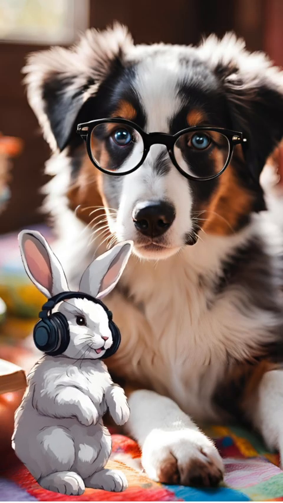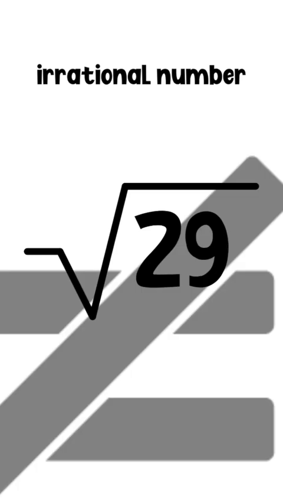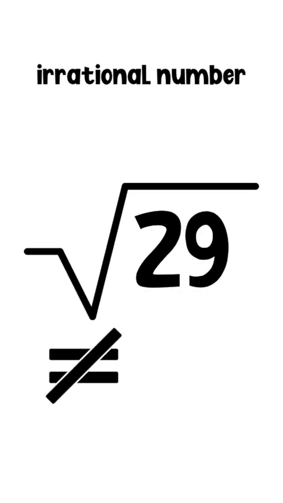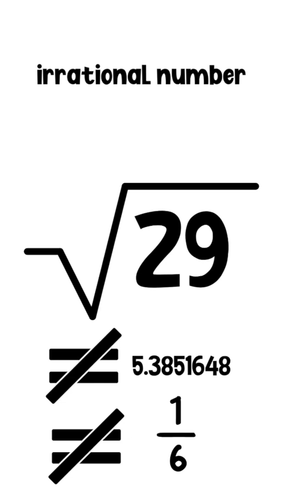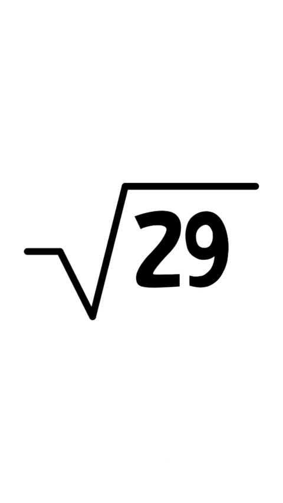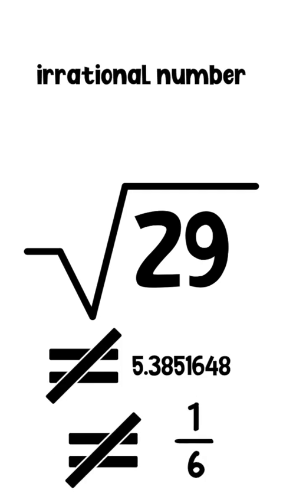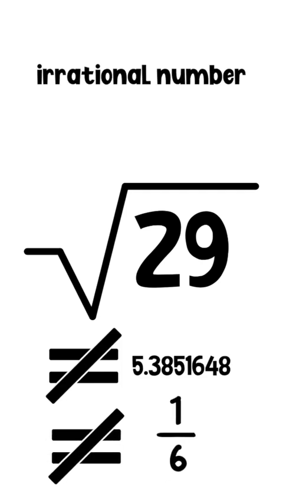Okay, I get it now. An irrational number means we can't accurately express the number in a decimal or fraction form. Correct. Nevertheless, the square root of 29, which is an irrational number, does have an exact value. But it's just written as the square root of 29. You can't change it into a decimal or fraction, because if you do, it won't be as accurate.